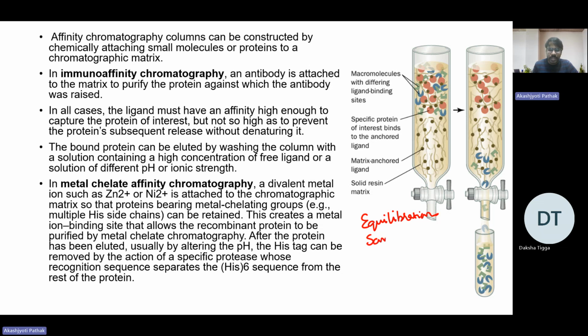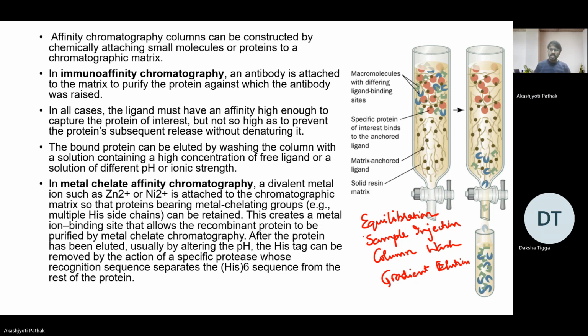There will be equilibration, then a sample injection step, then a column wash, and then you can do a gradient elution or column wash or elution. Okay. So there will be binding, and then there will be elution.